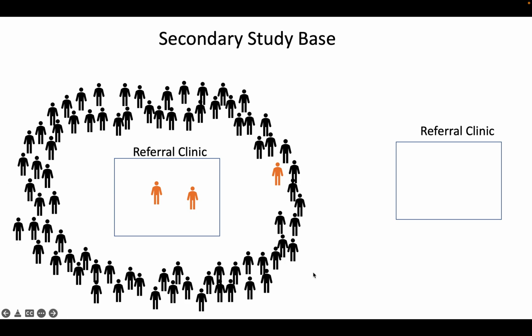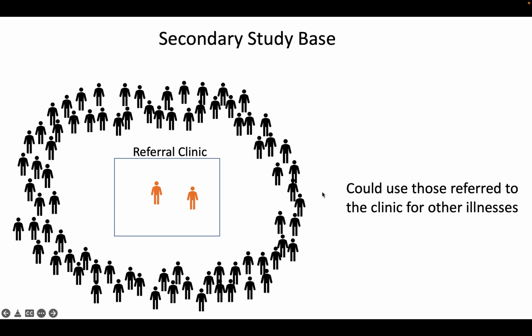secondary study bases are difficult. One thing you could do is use those referred to this clinic for other reasons. If this is a gastroenterologist, a stomach doctor, and you're doing colon cancer as your cases, you could pick someone that was referred to this clinic for another disease, like IBS or some other disease, and you can be confident that if they had gotten colon cancer, this is where they'd be referred, because they were referred for this other disease.